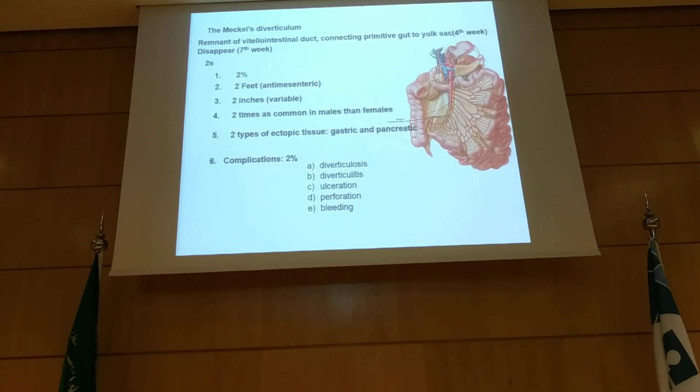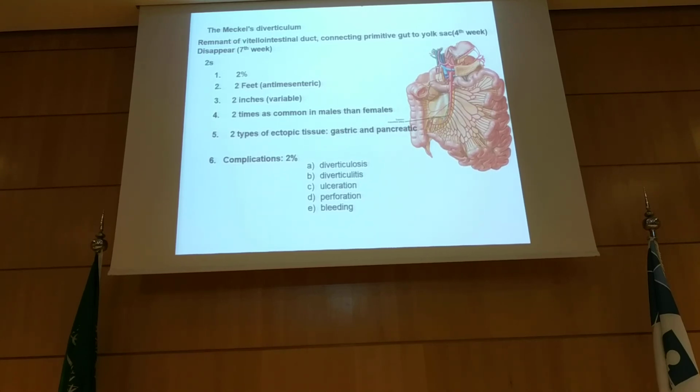Okay, so Meckel's diverticulum, if present, will be present in 2% of individuals. It is 2 feet away from the ileocecal junction on the anti-mesenteric border. And it is 2 times as common in males than in females. And sometimes we have 2 types of ectopic tissue. Do you know what we mean by ectopic tissue? Yes, tissue that is present somewhere other than its normal place. So within that Meckel's diverticulum, you might have gastric or pancreatic tissue.